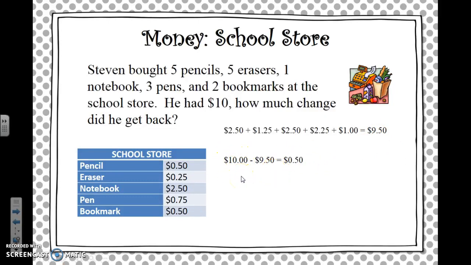So notice how first we had to multiply, then we had to add, and then we had to subtract. That's called a multi-step problem. So my final answer is that I have 50 cents left. So Stephen got 50 cents back from the school store, and I would write my answer in a complete sentence.